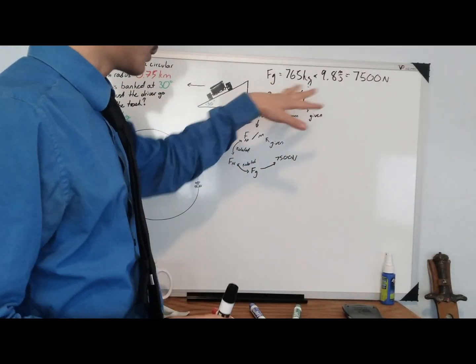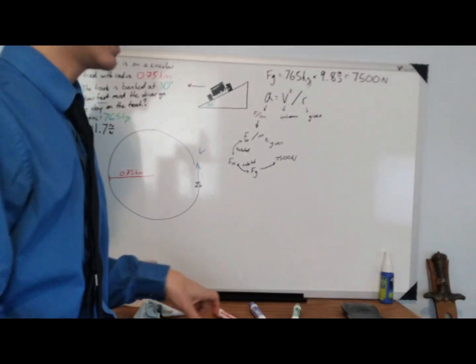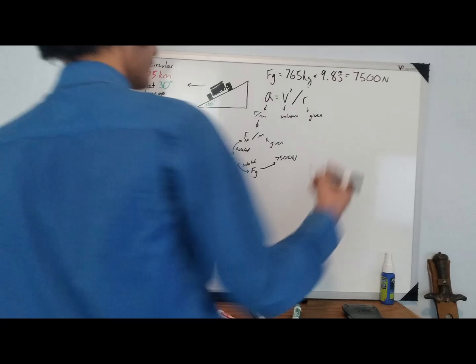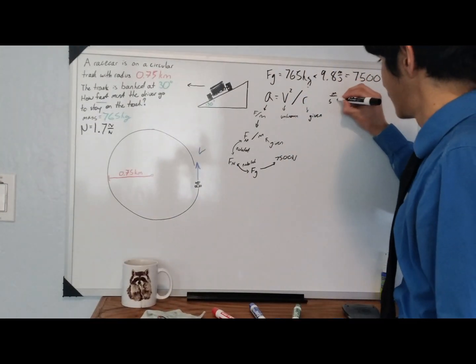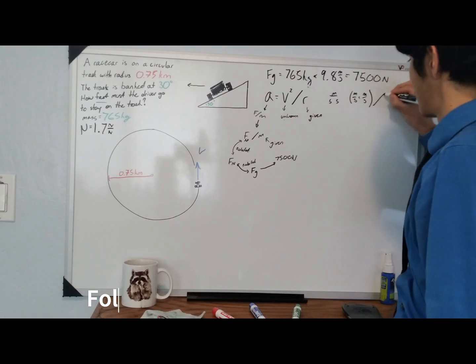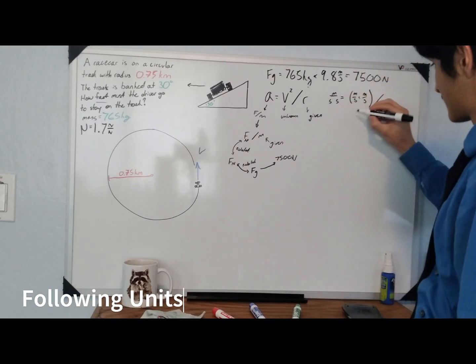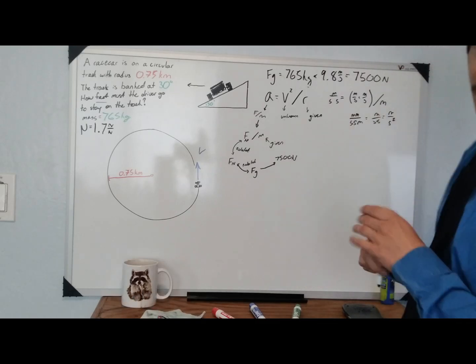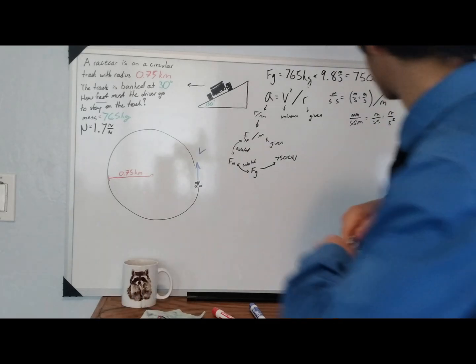Let's talk about this original relationship right here. How did we get to that? Well, it's just a trust bro kind of thing, but if you want to feel more secure when it comes to your equations, you can follow the units. Acceleration is in meters per second squared. Velocity is in meters per second. So velocity squared would be meters per second times meters per second, and we divide it by meters. So let's see what happens. Meters per second squared. Follow the units and you'll be a little more confident that you're using the correct formulas.